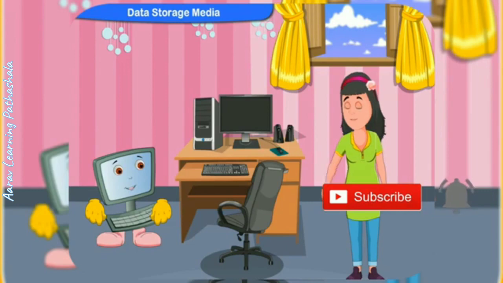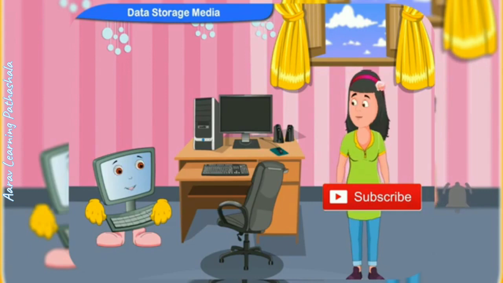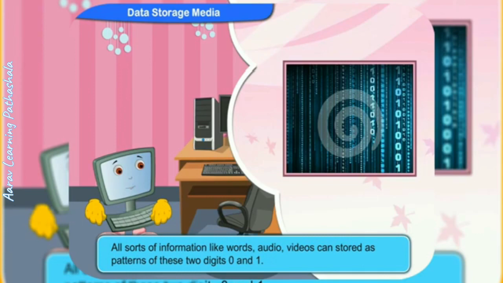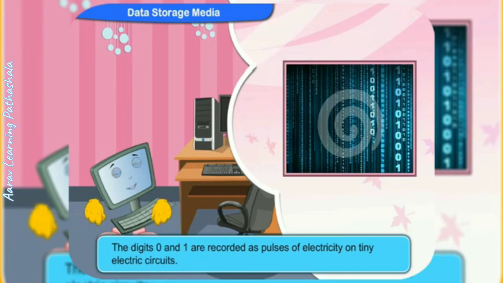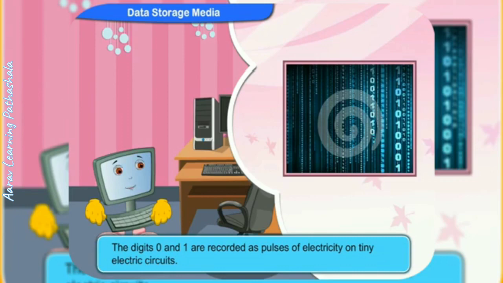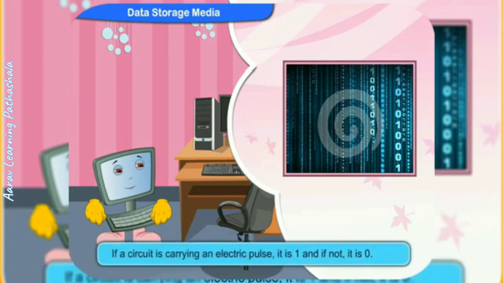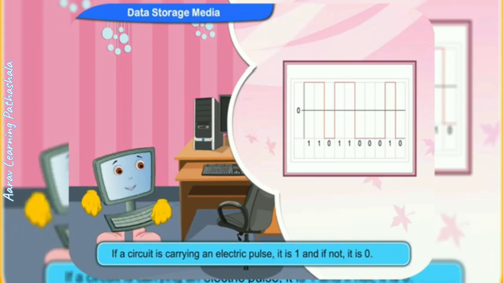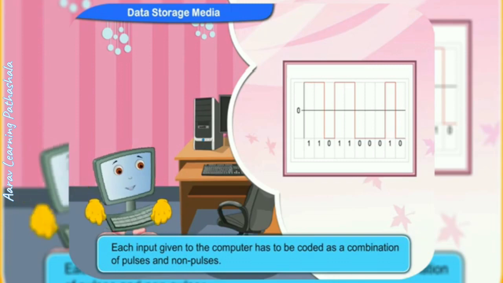What do these 2 binary digits or bits do? All sorts of information like words, audio, video can be stored as patterns of these 2 digits 0 and 1. The digits 0 and 1 are recorded as pulses of electricity on tiny electric circuits. If a circuit is carrying an electric pulse, it is 1, and if not, it is 0. Each input given to the computer has to be coded as a combination of pulses and non-pulses.